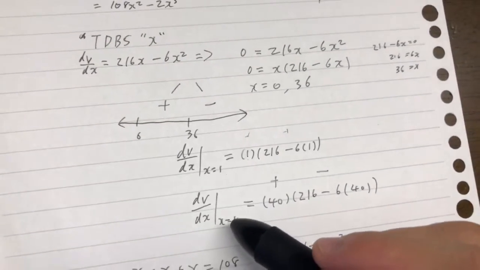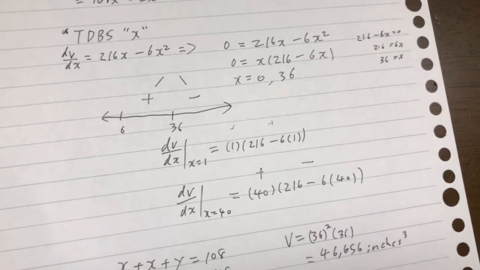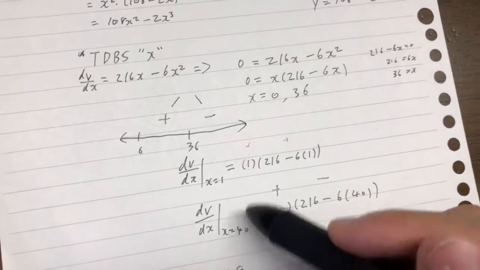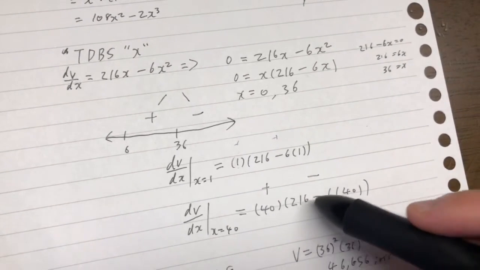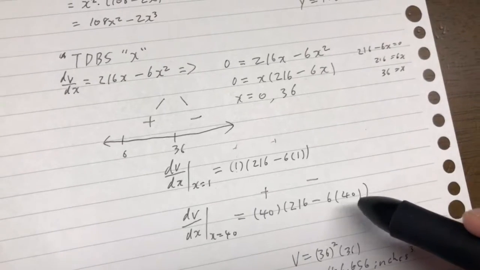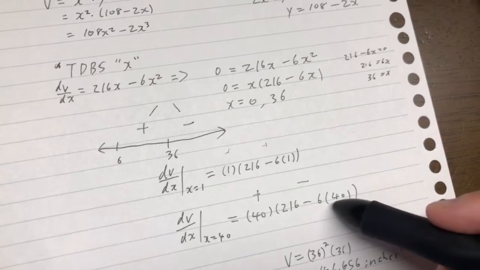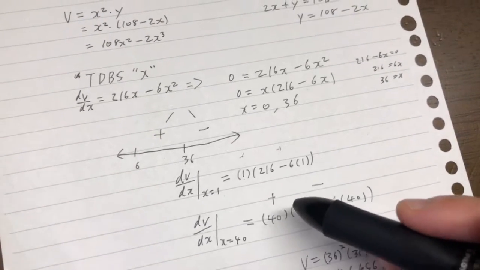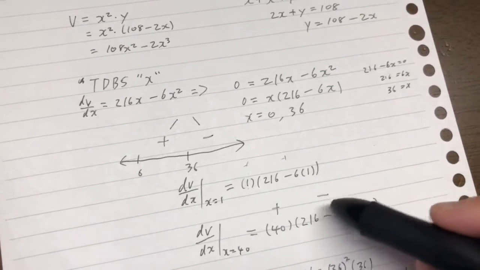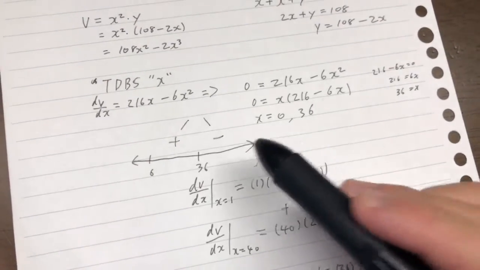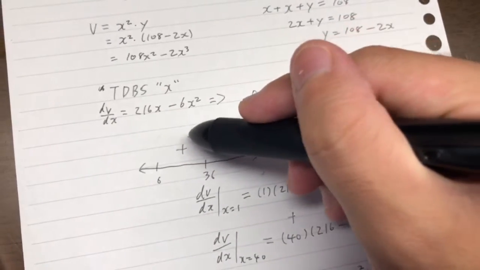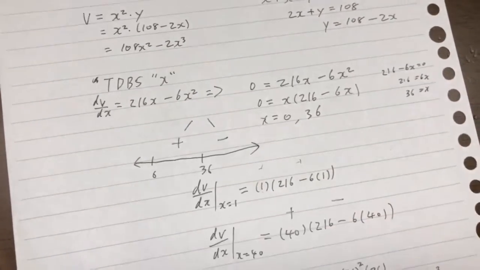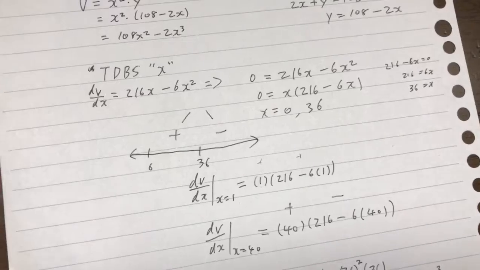And for dv/dx, for this interval, I chose x equals 40, and we plug it in, 40 times 216 minus 6 times 40, and we get 240 over here, and 216 minus 240 gives us a negative value, and 40 is positive. So when we multiply these, we get a negative value. And so it indeed becomes a maximum. So we get a maximum at a critical point of x equals 36.